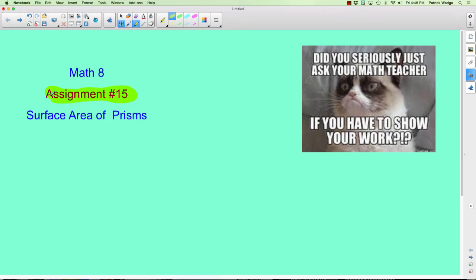And hallelujah, we're on to our last topic in this course. Okay, it's not the last lesson, but it's the last topic. The last thing we're going to learn about in this course is surface area. We're going to do it over 3 days. Today we're going to do the surface area of prisms.